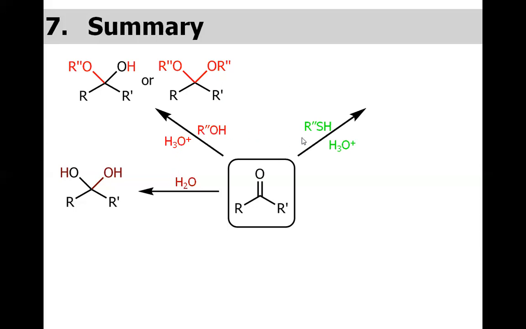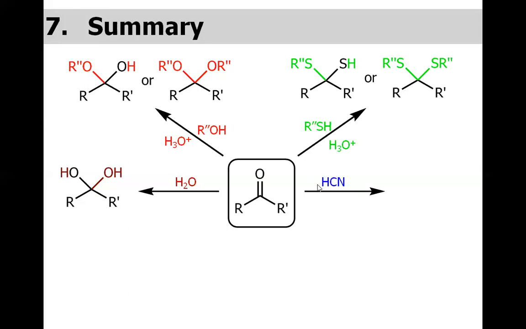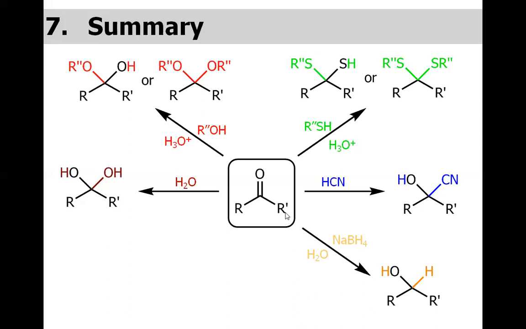If we treat with thiol, we have this group which is similar to the acetal. It is called thioacetal or thioketal, and this is called hemithioacetal or hemithioketal. If we have HCN attached, or potassium cyanide followed by the acidic workup, we have the cyanohydrin, that is the carbon bearing the CN and the hydroxy. If we have sodium borohydride or lithium aluminum hydride, we have the reduced form, that is called the alcohol. If it is ketone, it will be secondary alcohol. If it is aldehyde, it will be primary alcohol.